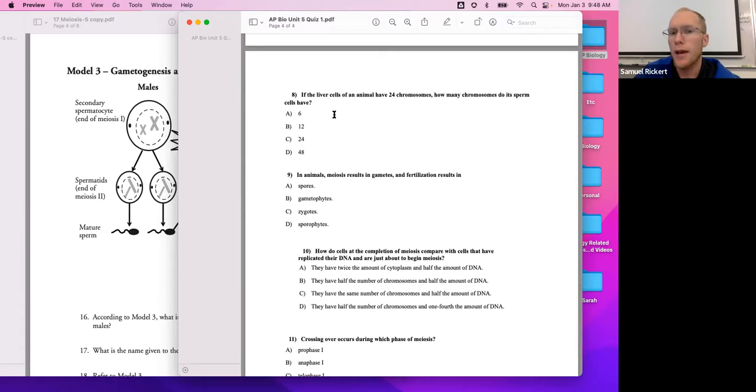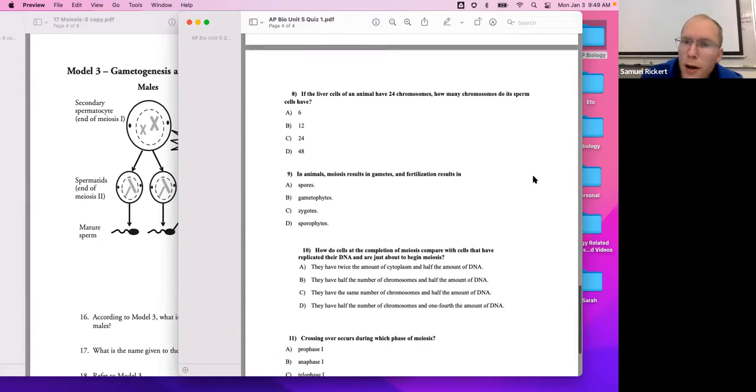And lastly, let's look at 8. If the liver cell of an animal has 24 chromosomes, how many chromosomes does a sperm have? The important thing here is that through independent assortment, the sperm and the egg both have n number of chromosomes. In this case, the animal's 2n number is 24, so the n number is 12.